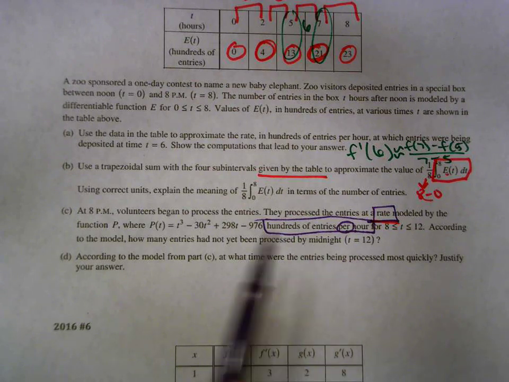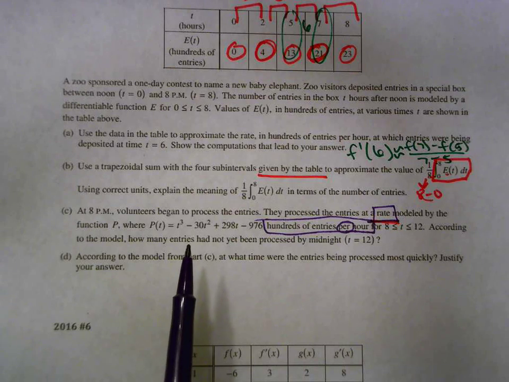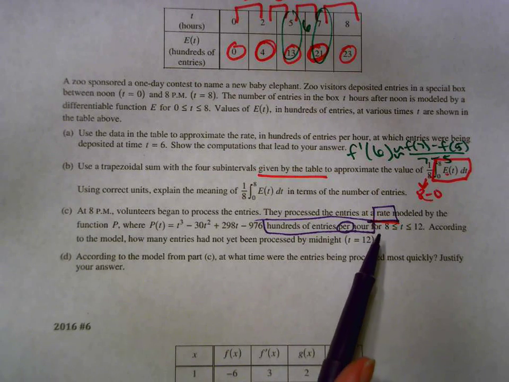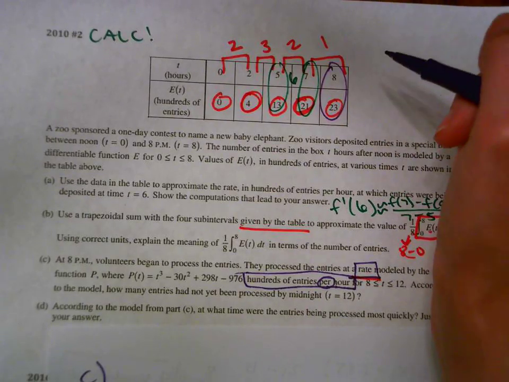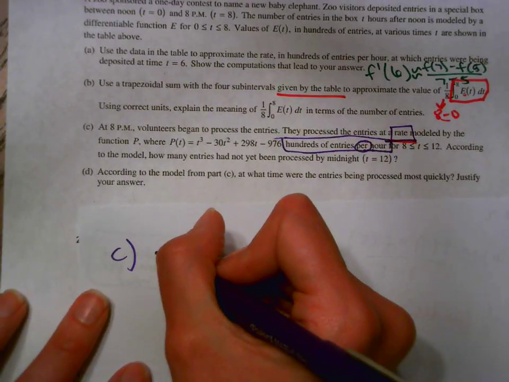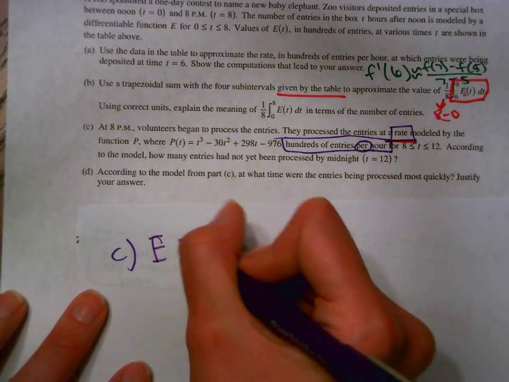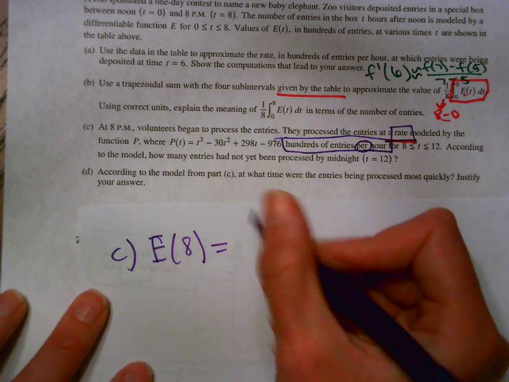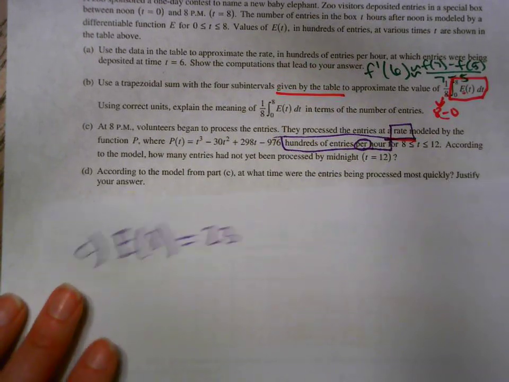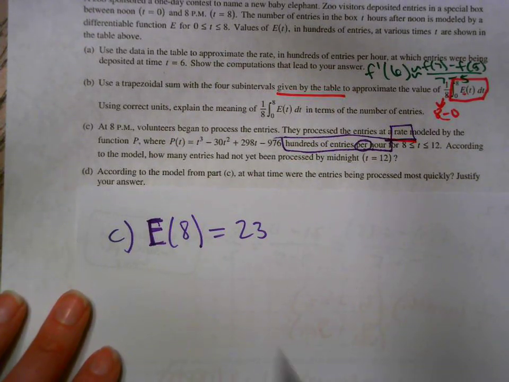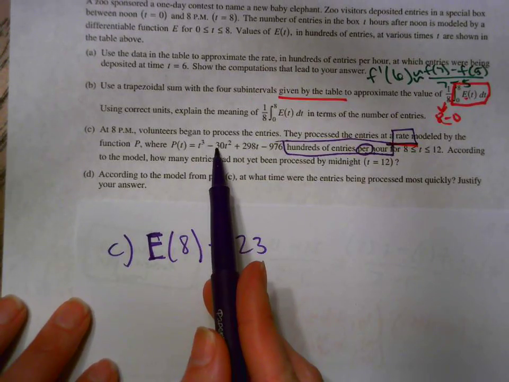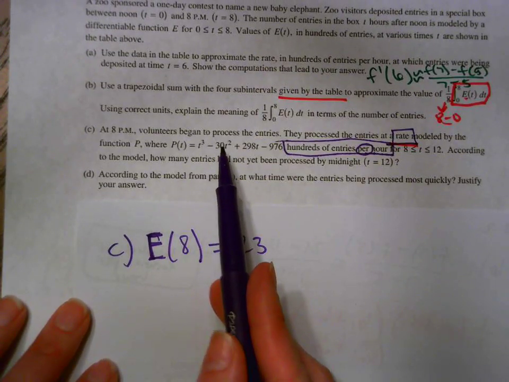So you have to think about this with how many are you starting with? So it's starting at 8. So what is your initial condition at 8? How many entries do they have? Well, you got to use the end of this table, right? Your initial condition is E of 8 equals 23, which is technically hundreds, right? So that's your initial condition, and then they're processing them at this rate.